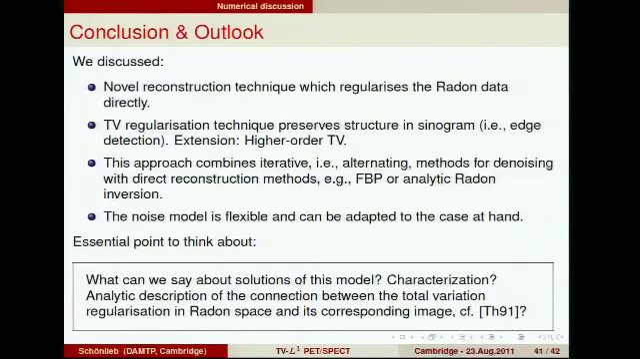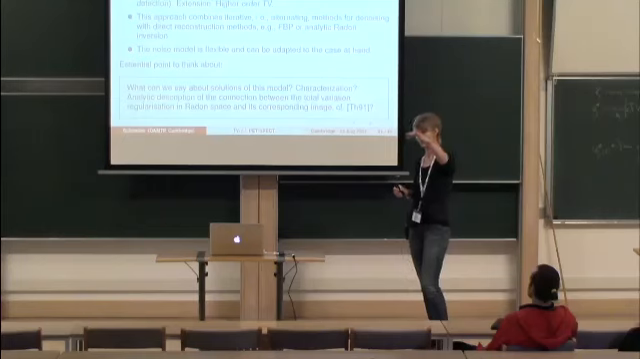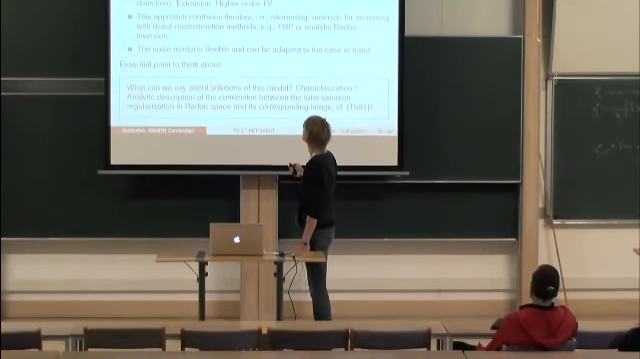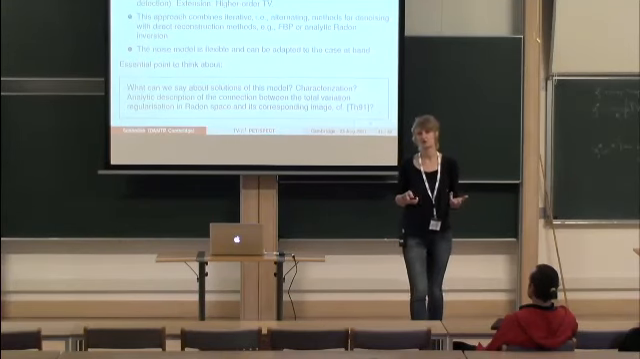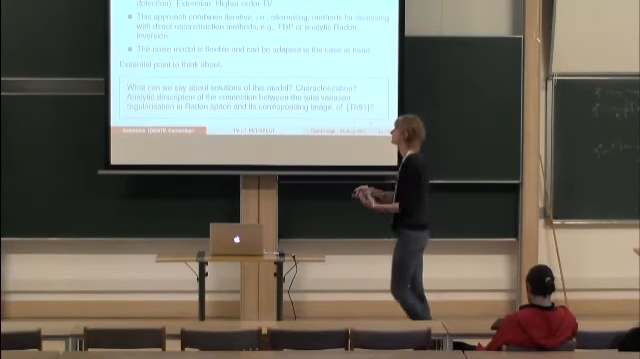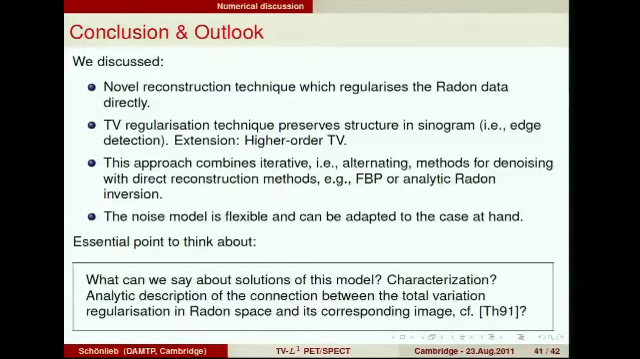I've shown you TV regularization, but you could go to higher order TV, for example, because one disadvantage of TV is the staircasing effect, so you get these piecewise constant images, which is maybe not the right thing for the sinogram. So we chose TV because we wanted something structure preserving, but maybe we want something structure preserving which is still smooth enough. So this is an extension which one might want to think about.